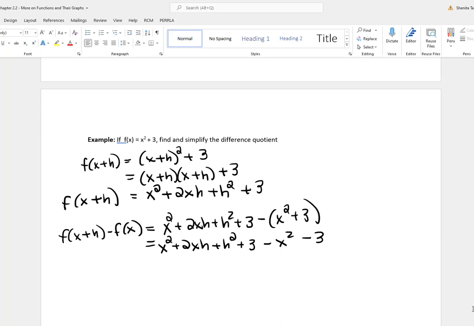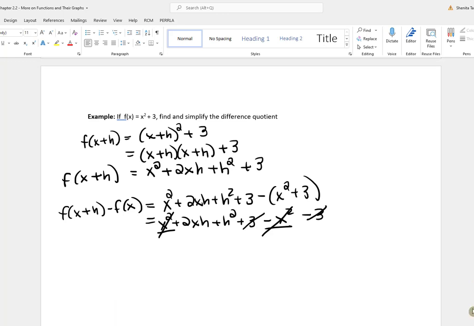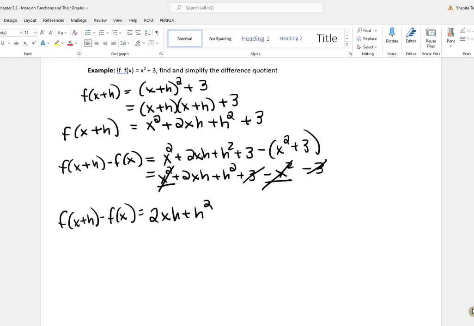So now let's see, what do we have in common. We have an x squared minus an x squared. Those turn out to be 0. And then 3 minus 3 also turns out to be 0. So I have my numerator as 2xh plus h squared. Now the last part is to divide by h.